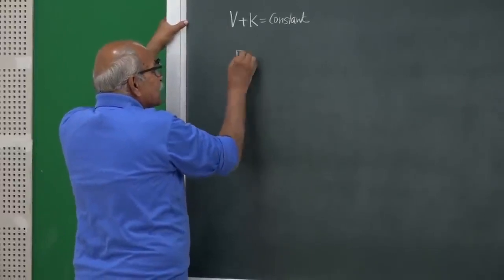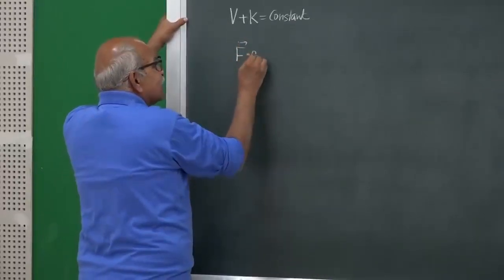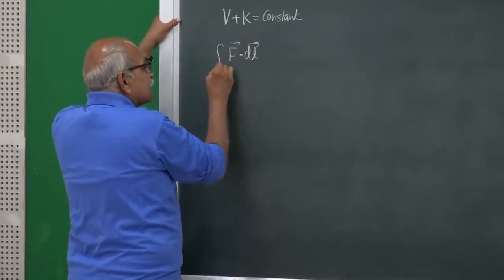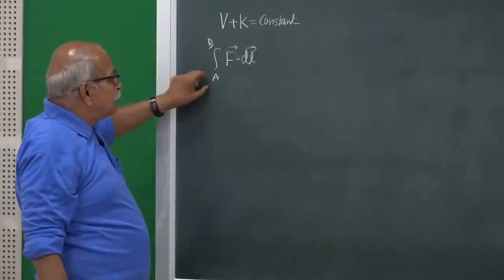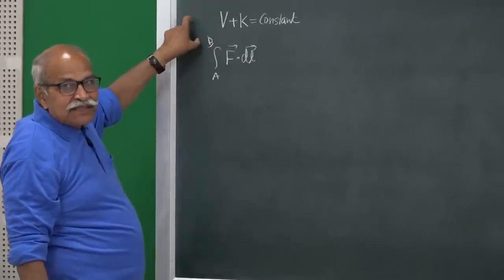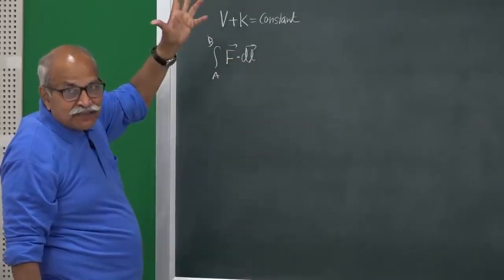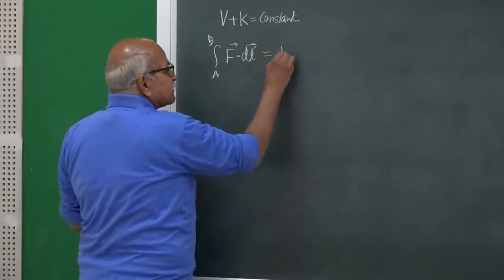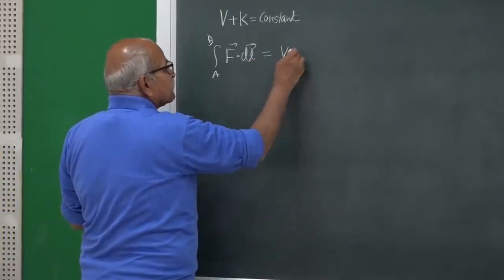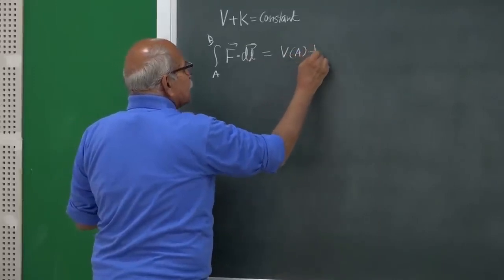Remember that F dot dl integration from a point A to B. Now, I can talk in terms of point A to B, because this is a conservative force and the path is not important, only the end points are important. This we define as V1, or VA minus VB.